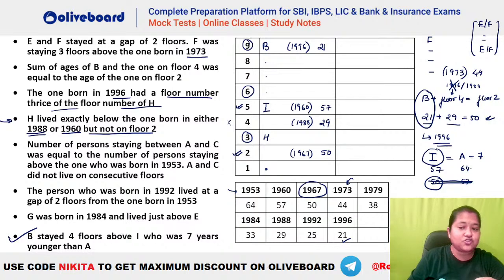Similarly, A has to be 64 years old, that means 1953. So right now we do not know exactly where A is here. A can be anybody, right? A can be on floor number 876. We will find that later.